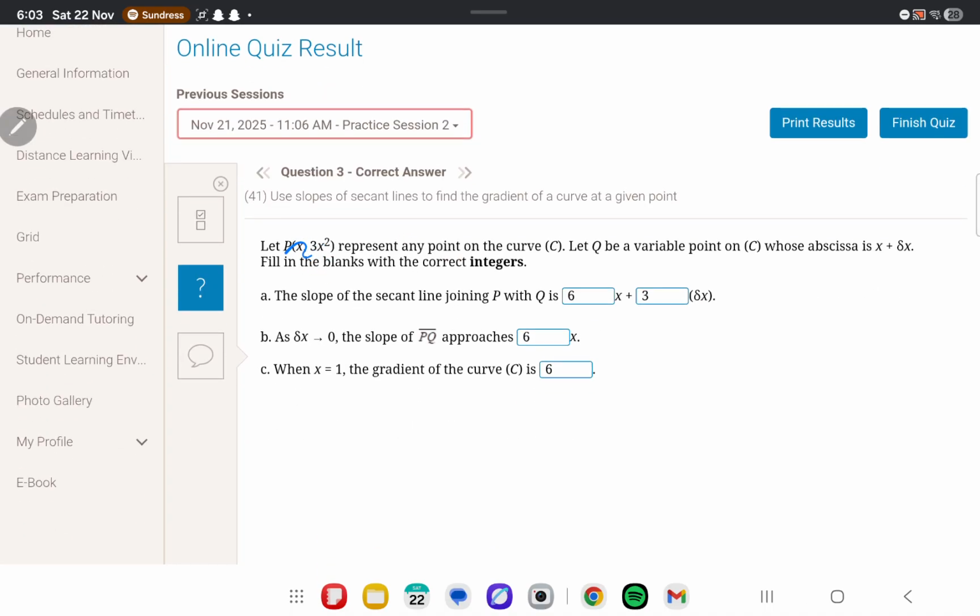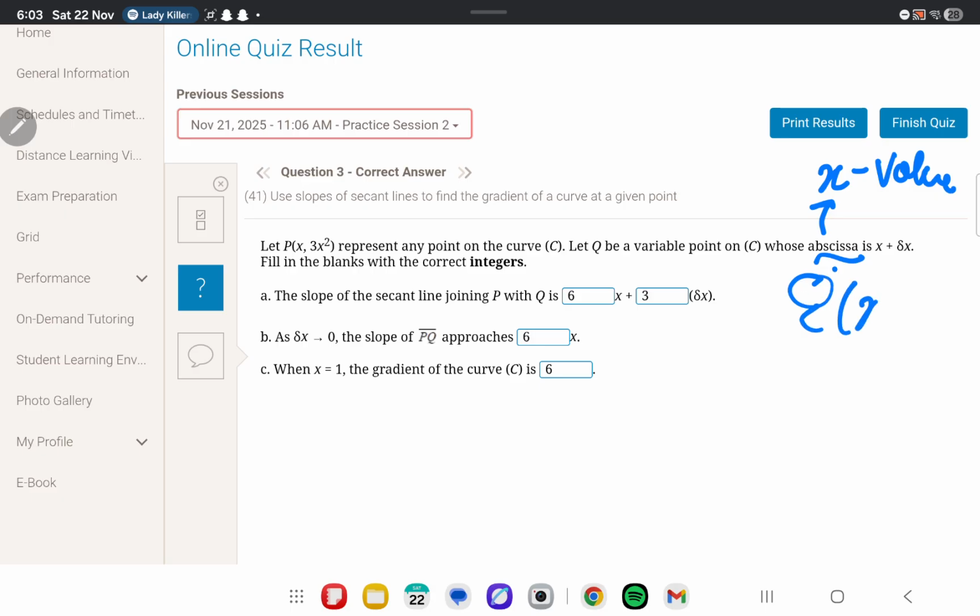Let P represent, these are the coordinates of P, x comma 3x squared, any point on the curve C. Let Q be a variable point on curve C, whose abscissa, what does that mean? Abscissa means x value, or x coordinate, is x plus delta x. So right now, what do we know about Q?